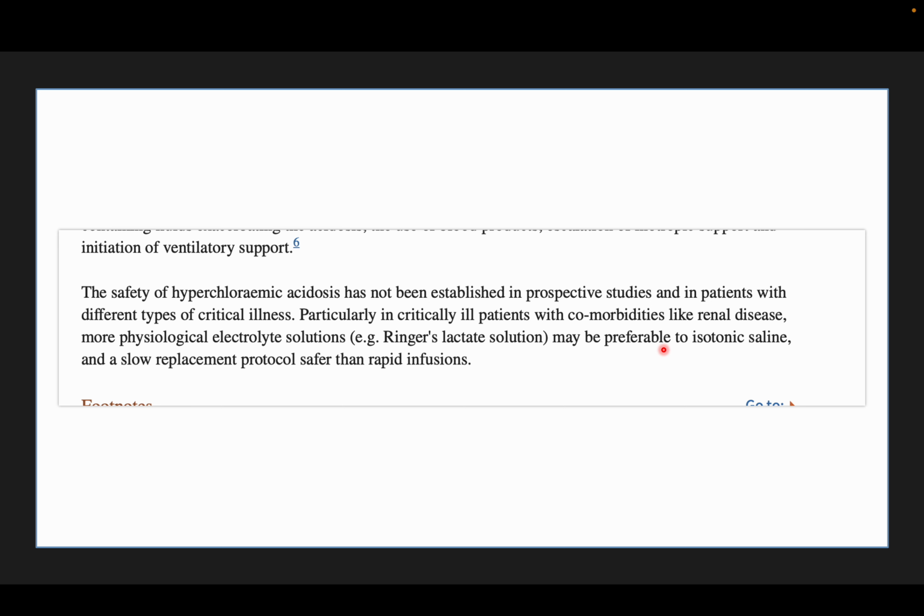One more thing: if there is hyperchloremia in the body, it causes vasoconstriction. It prevents the release of eicosanoids and prostaglandins, so it causes vasoconstriction, especially at the glomerulus level. So it can predispose the patient to AKI also. These are the major risks with large amounts of normal saline infusion: a risk of hyperchloremic metabolic acidosis, and a risk of AKI also.